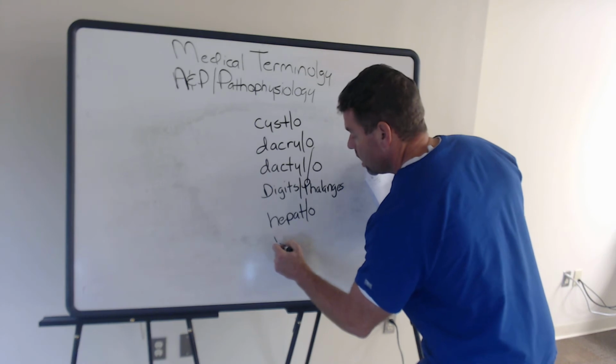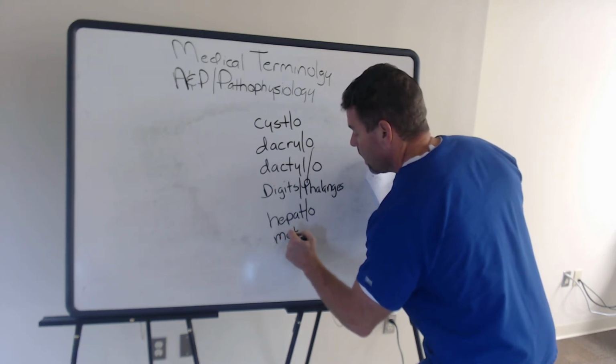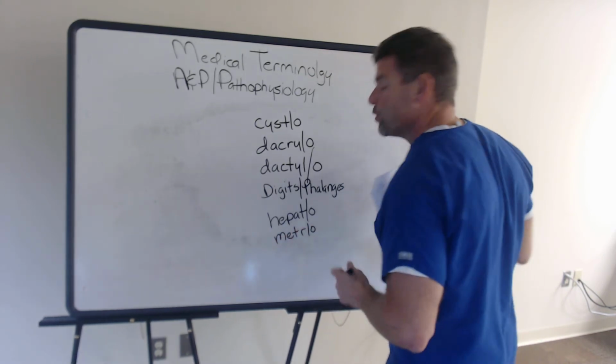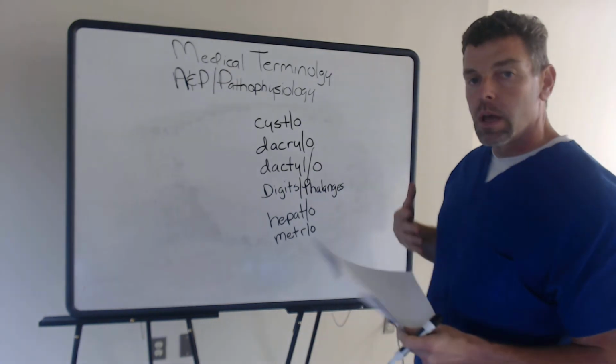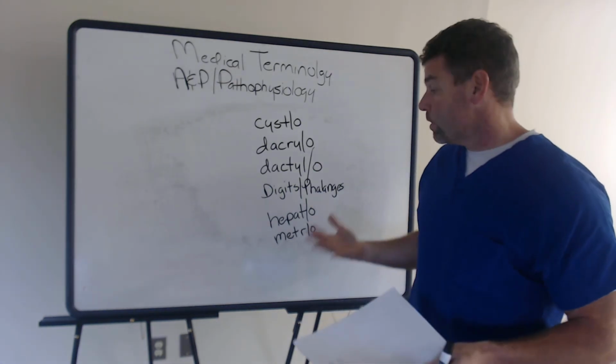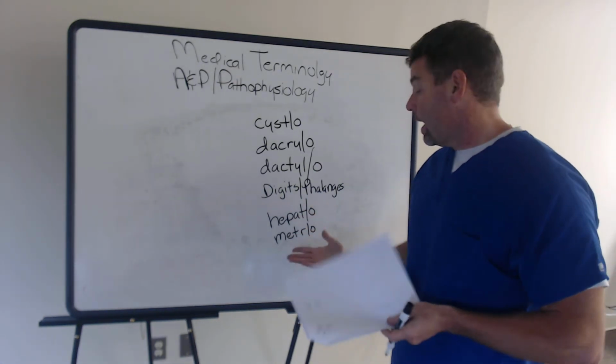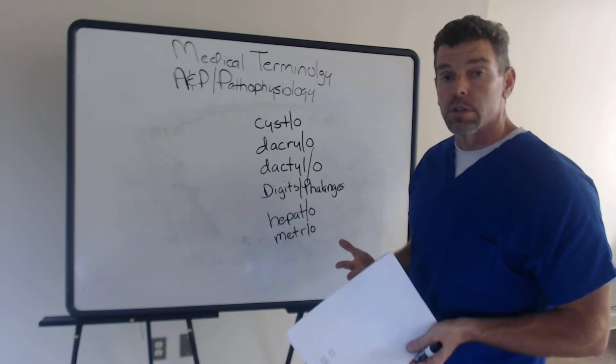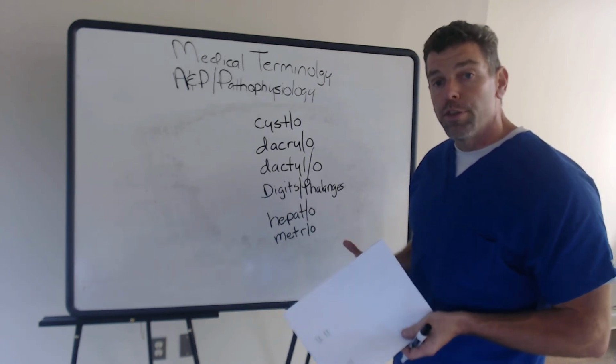Uterus, metro. Endometrium, for example, would use that as a term meaning uterus. Endo would be within the uterus.